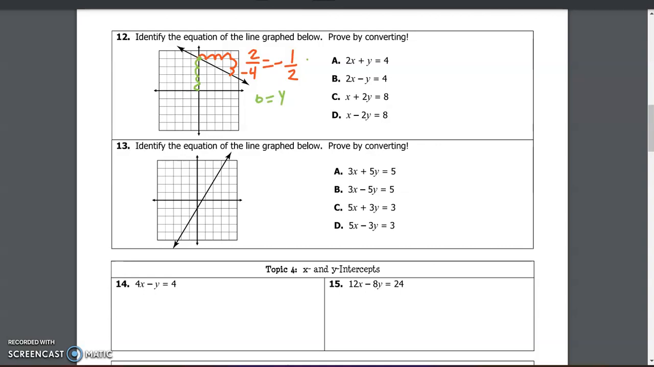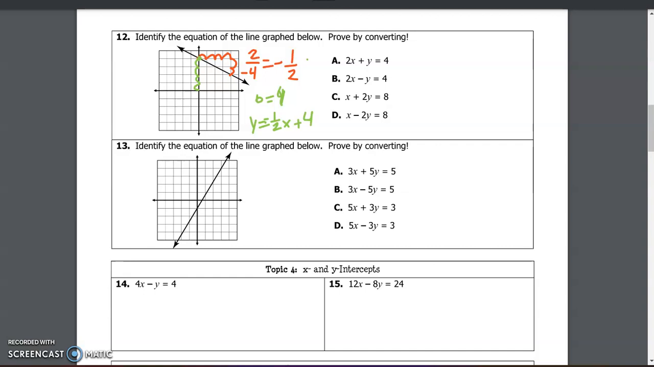But remember, none of these answers are in y-intercept form. So I need to change it to standard form by moving that from one side to the other. So I'm going to go on here and then look at each one of these. So this would be y equals negative half x plus 4. Okay, so I've got to figure out which one of these answers would end up equaling that.